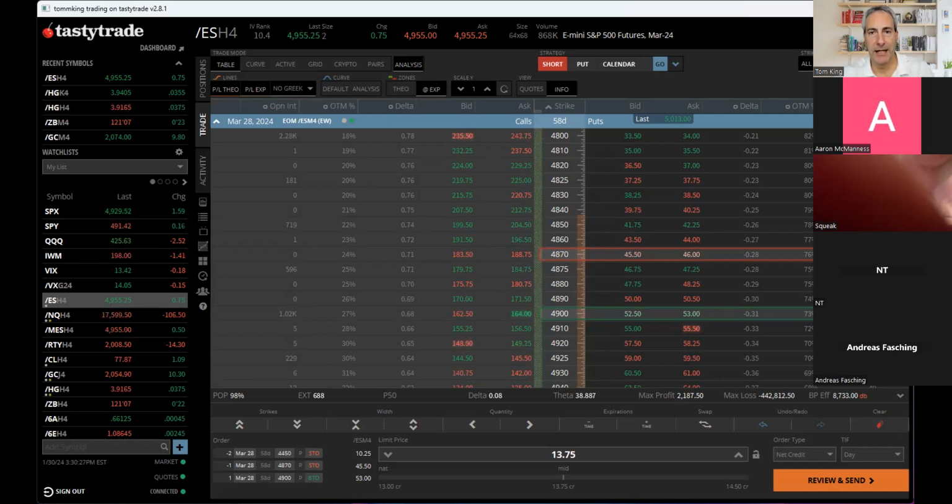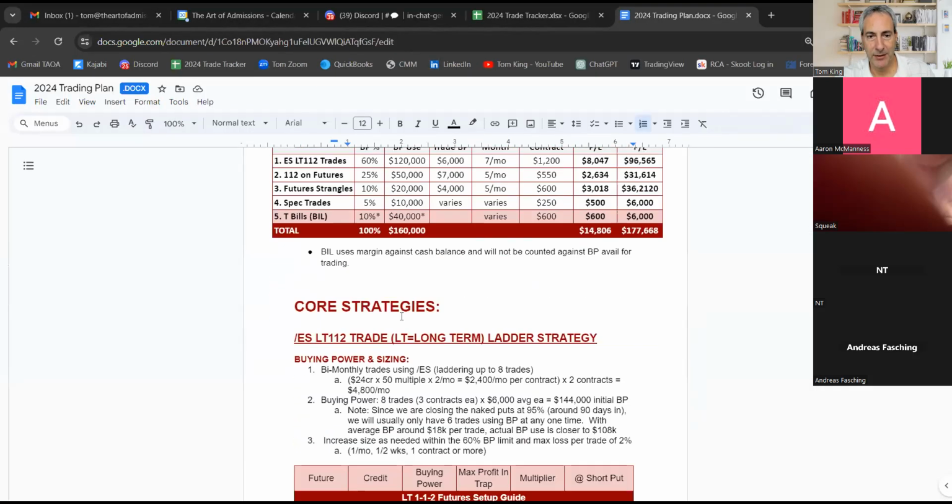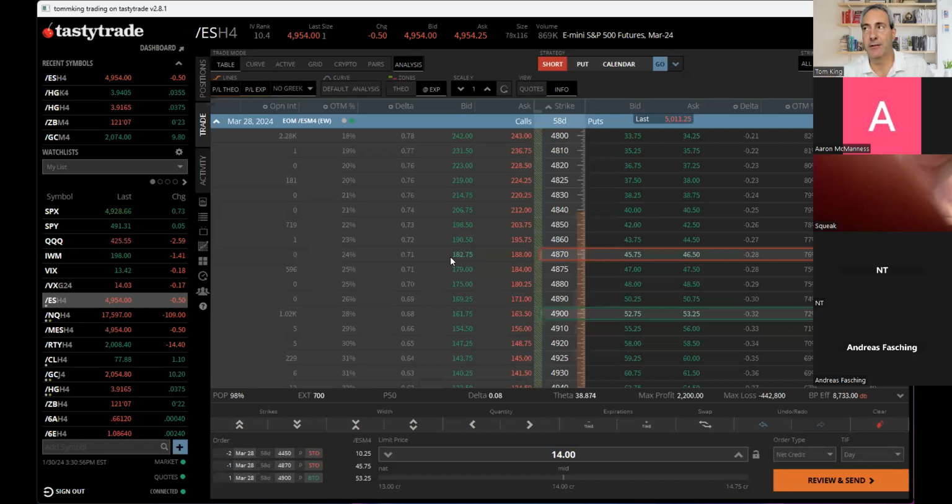If you look at my trading plan, I do account for this. Okay, right down in here. When we talk about long-term any kind of 112s in a strong bull market, we can go 40 or even 30 wide for less cost to generate more overall income. Okay, I haven't really done it because we're overbought, and I'm hoping, and hope is not a trading strategy. I know that's my own rule, but hope's not a great trading strategy on this, but I think you could certainly start to narrow your put debit spreads right now if you wanted to.